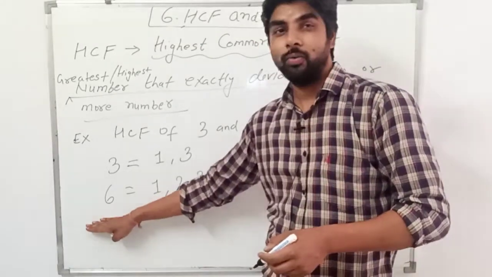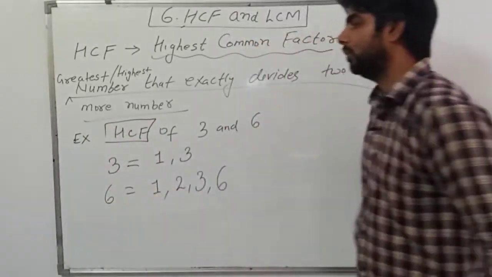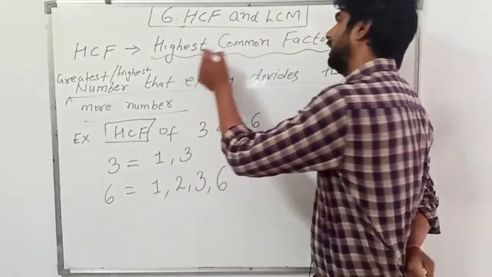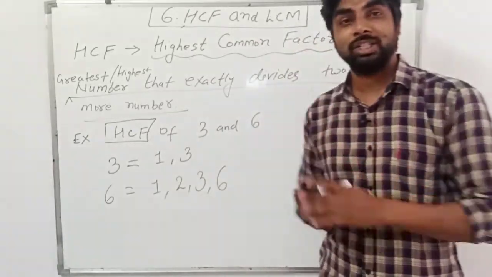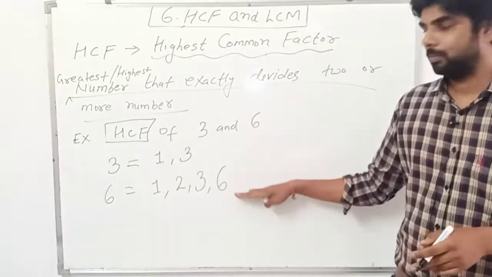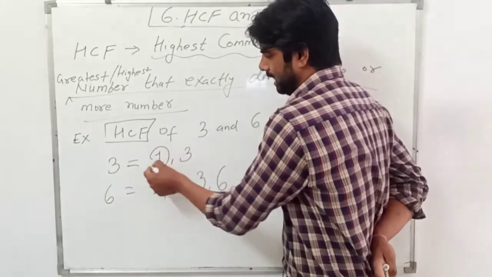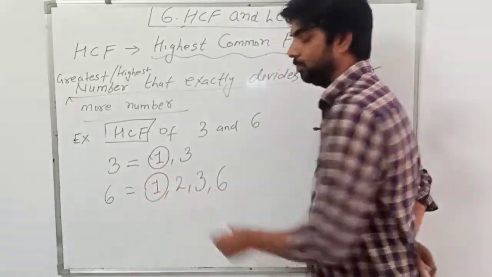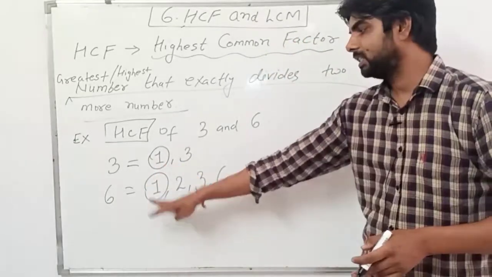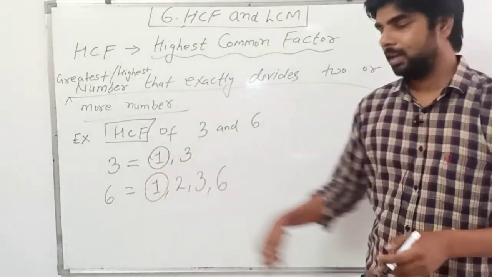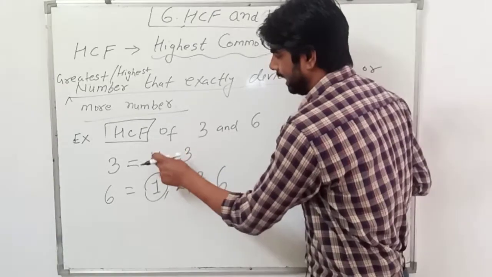Okay, now what we have to find out? We have to find out HCF. What is the meaning of HCF? Highest common factor. Okay, means we have to find the highest number between the both factors. So which is the highest number? Here you can see that 1 is also there, 1 is also there, but this number is smallest, means 1 is smallest number in both the factors. So this is not the highest common factor or HCF.